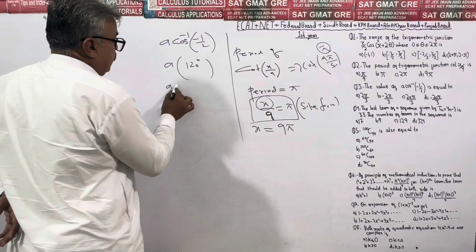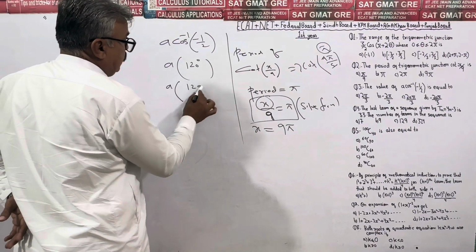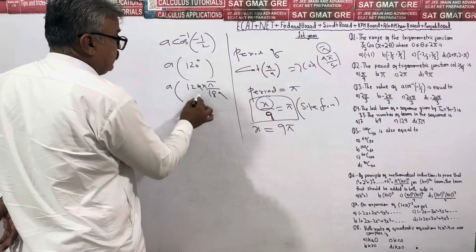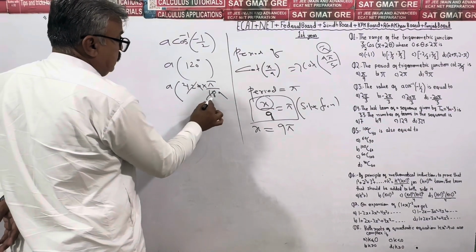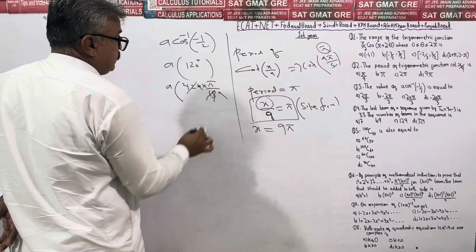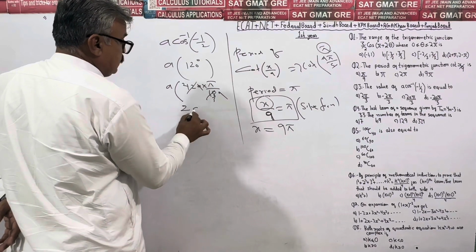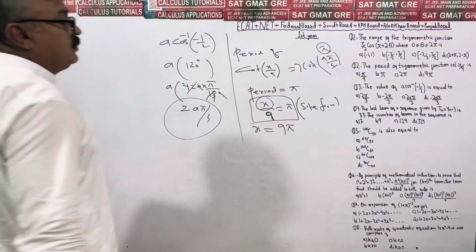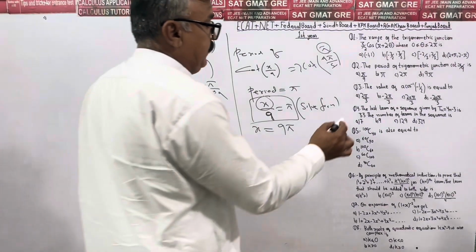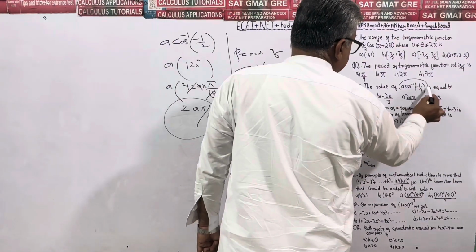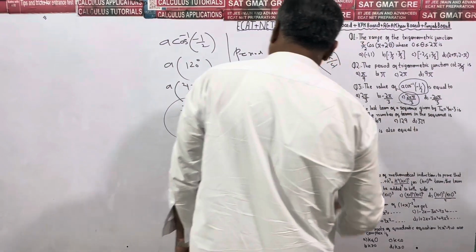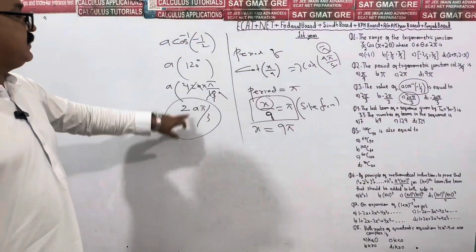Convert the angle from degree to radian: 120 times pi over 180. Cancel out the table of 2, table of 6: 2 times, 3 times. It is 2 pi over 3. The value of a times cos inverse of minus 1 over 2 is 2 pi a over 3. Option C in that case.